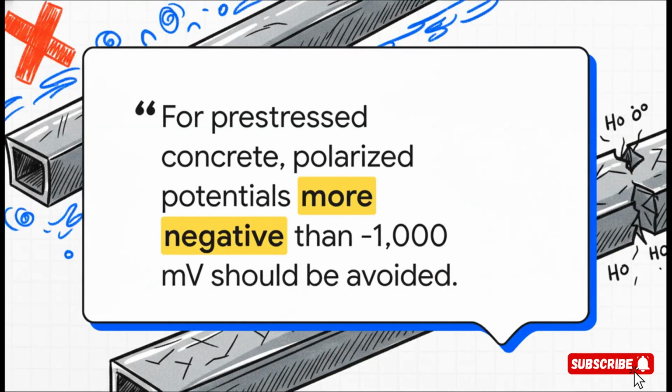And this brings us to a final and very critical warning about fighting corrosion. The main technique we use, called cathodic protection, involves making our structure more electrically negative to stop it from being an anode. But it turns out we can go too far.